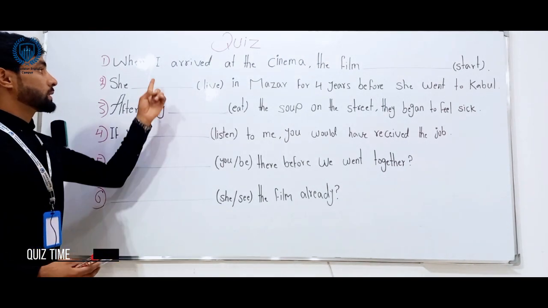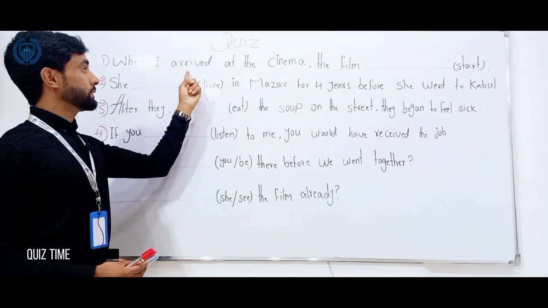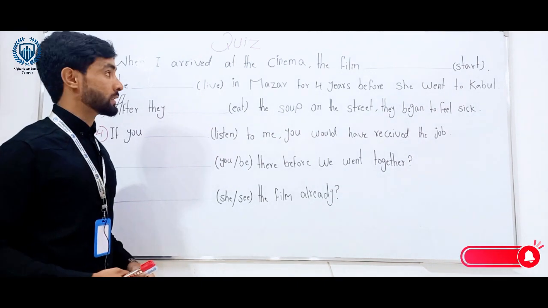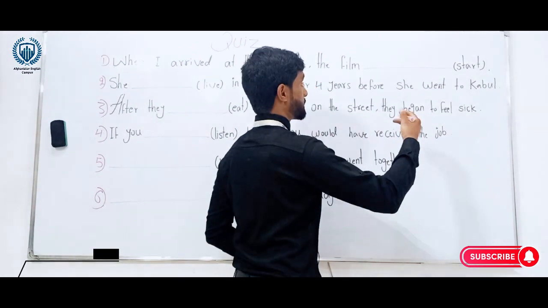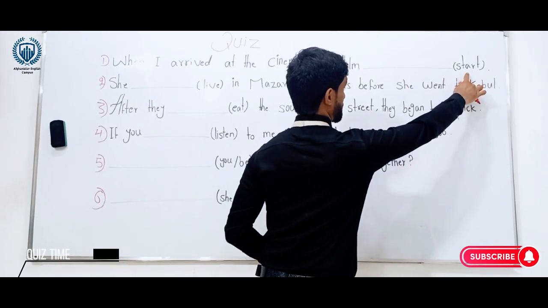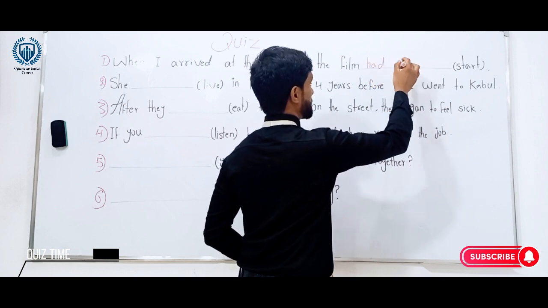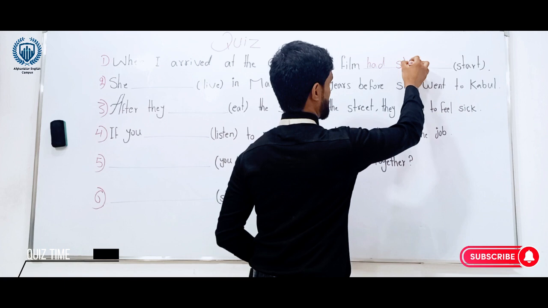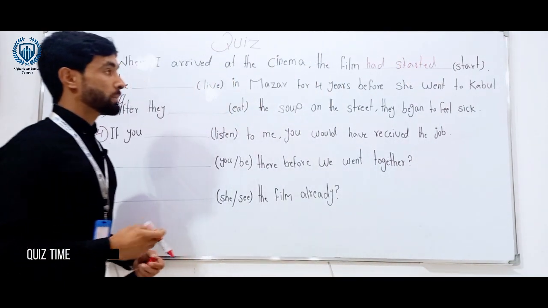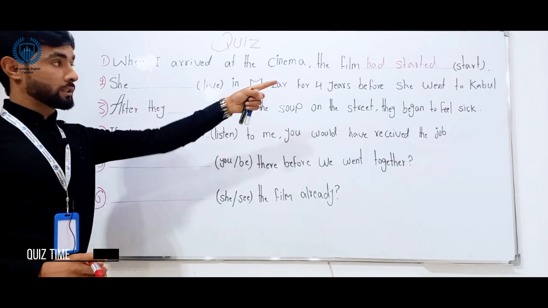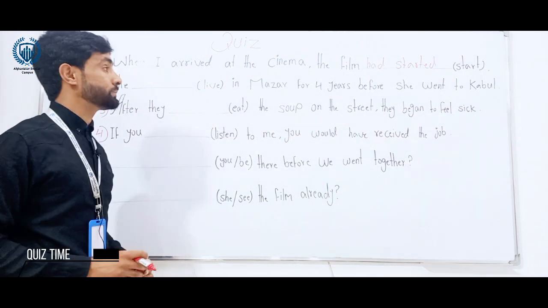The first sentence is, when I arrived at the cinema, the film. When I arrived is the simple past tense. When I arrived at the cinema, the film. Now this one should be past perfect. The verb is start. And I have to say the film had started. So this is past perfect. First, the film started. Second, I arrived at the cinema.